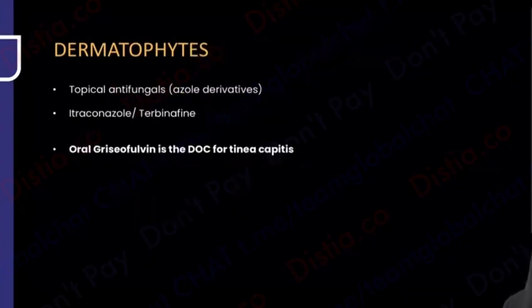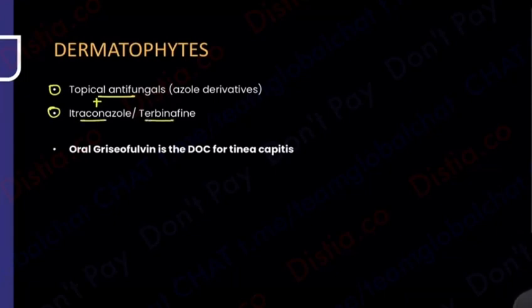The treatment of tinea, I think everyone knows that we have to give azole topical. I think tinea is something which you might have seen around you very commonly. Maybe your relatives, your friends, or you yourself have suffered from some fungal infection. So remember, first you have to have a combination. One is going to be a topical antifungal azole derivative. Second, you can have an oral drug also. Oral itraconazole or terbinafine is given.